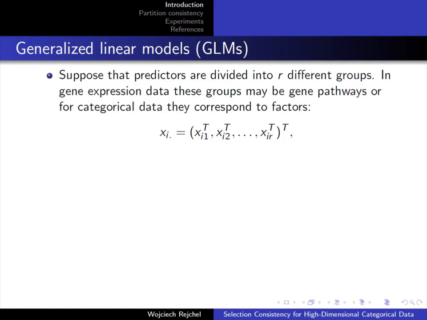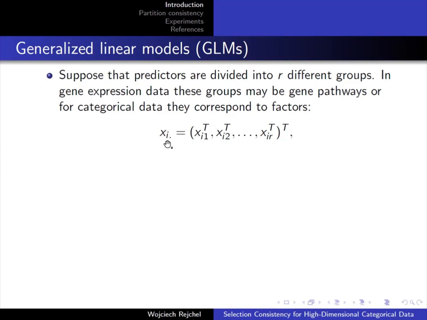In my talk, I will suppose that our vectors of predictors can be divided into R different groups. So for instance, when you consider some gene expression data, then these groups may correspond to gene pathways, but the thing that I will focus on in this talk is that every group corresponds to a factor. So I consider mainly categorical data, where I have some factors, and in such a case it is quite natural to divide your data into groups. So this is my main goal, to study categorical data.